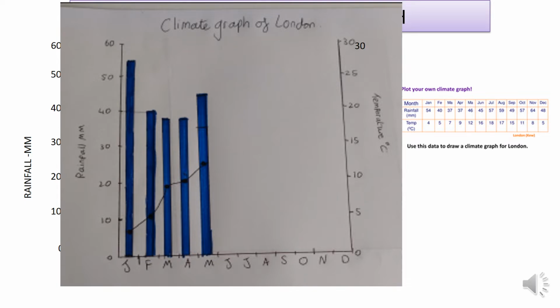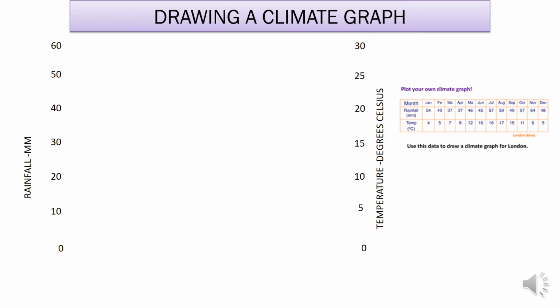For your next part of the learning journey, you're going to be drawing your own climate graph. Here is an example of what I would like you to do. As you can see, I have got the months along the bottom, a rainfall millimetre axis and a temperature degrees Celsius axis. I've also put a title of what my climate graph is called. For every month, I have done the bar chart for rainfall and the line graph for temperature, using the correct axes to plot the data. You're going to be doing exactly the same. You're going to draw it yourself.